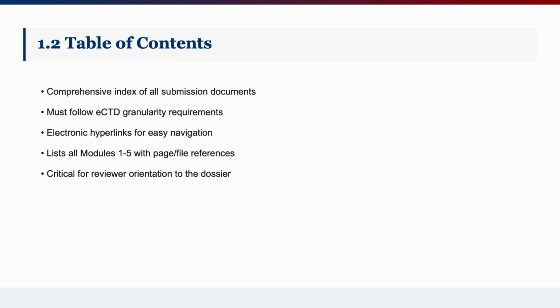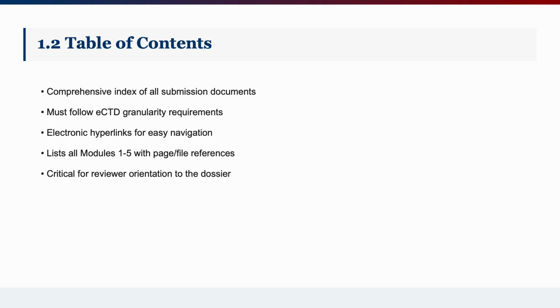The table of contents in Section 1.2 serves as the roadmap for your entire submission. In the electronic CTD format, this becomes particularly important because reviewers will use it to navigate through what can be thousands of pages of documentation. Your TOC needs to be comprehensive. Every document in your submission should be listed and easily locatable.